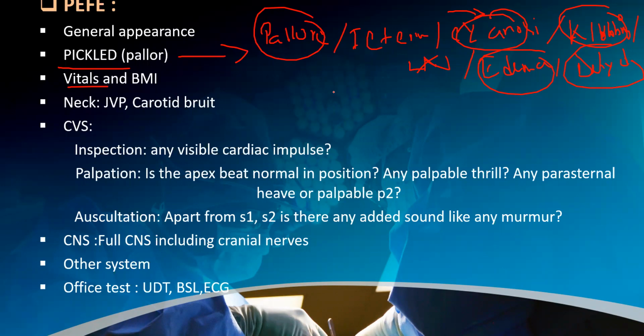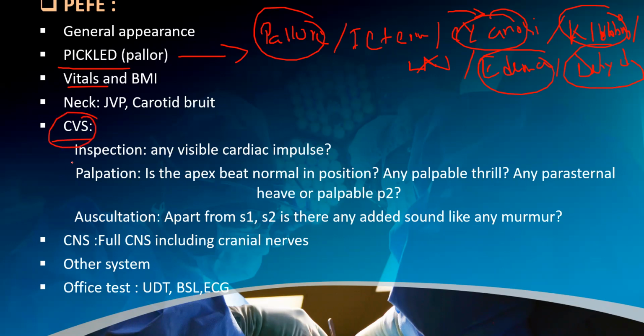I would like to do auscultation. Apart from S1 and S2, is there any added sound like any murmur? Sometimes you also ask pericardial rub if it's a pericarditis case. So that's how you will ask CVS from your examiner.